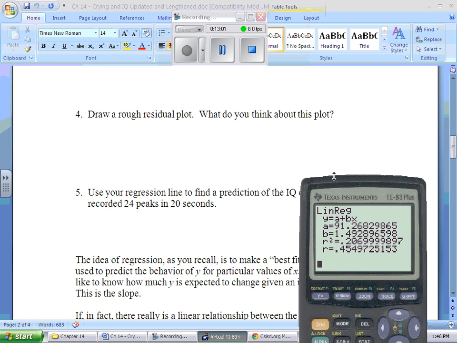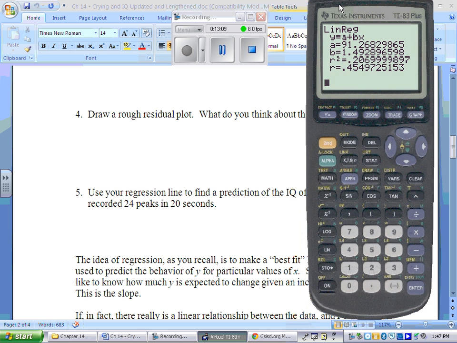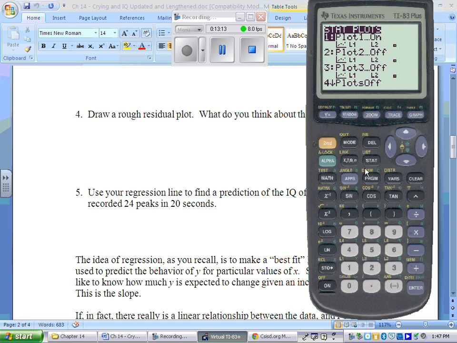Number 4 says draw a rough residual plot, and what do you think about this plot? Probably think it's really hard, coach. That's not what they mean. How do you make the residual plot? Stat plot. L1 in resid. So second list, go to the one that says resid. So it's L1 for the X list, resid for the Y list.